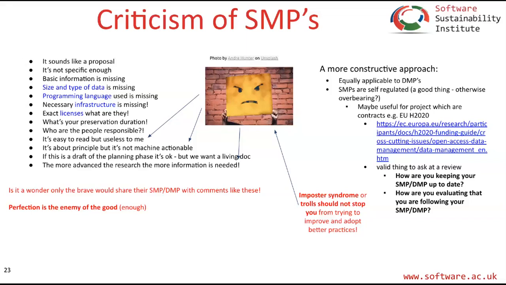So perhaps for reviewers, a valid thing to ask at review is, how are you keeping your SMP/DMP up to date? Are you evaluating that you're following your SMP and DMP? And you don't even have to use those phrases, SMP and DMP. You could ask, how are you keeping up to date, how are you managing your software and data, how are you evaluating your management of your software and data.